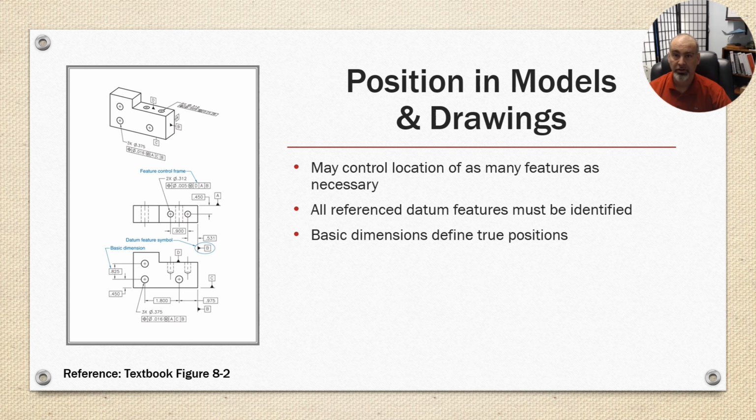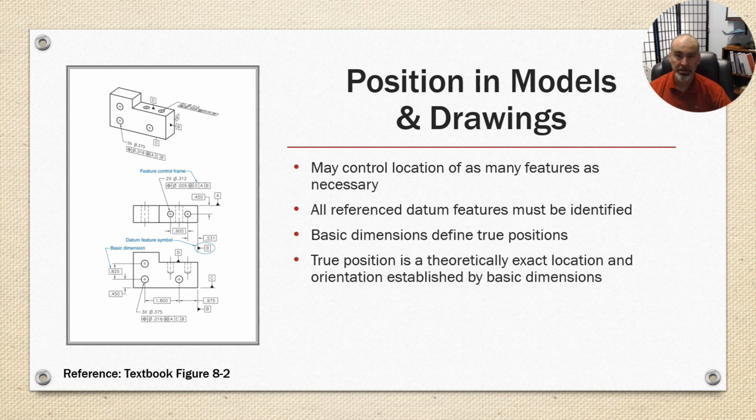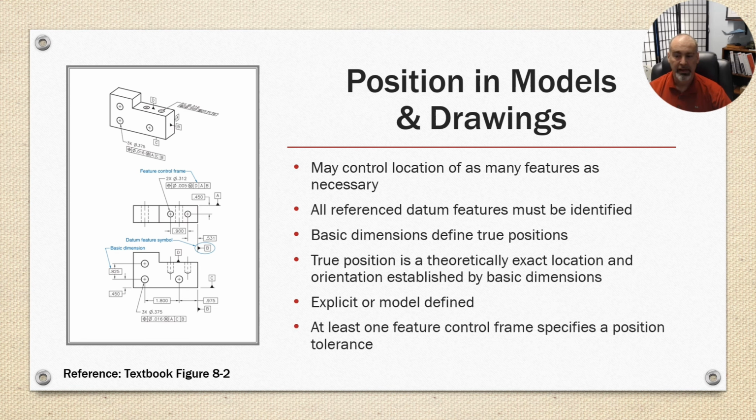So when someone uses the term calculating true position, you're really comparing an actual position you've calculated to the true position. True position is a theoretical exact location and orientation established by basic dimensions, explicit or model defined, and at least one of the control frames specifies a position tolerance.